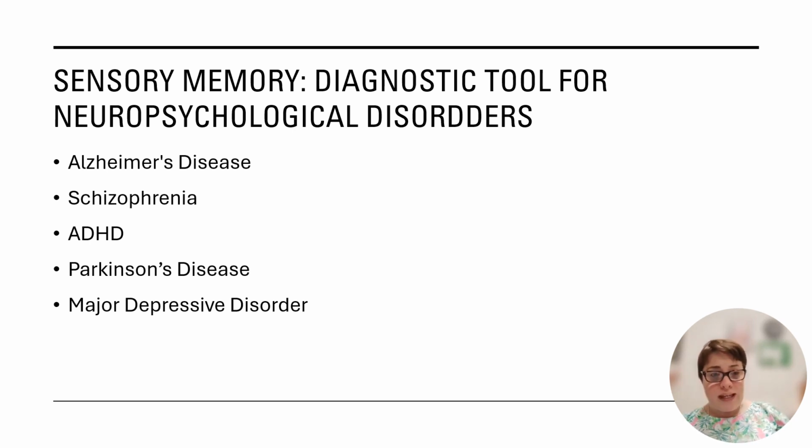Interestingly enough, we can even use tests of iconic and echoic memory to look at how major depressive disorder influences cognitive functions. So sensory memory tests can help identify subtle cognitive impairments, and it can help distinguish major depressive disorder from other cognitive disorders. Because one of the characteristic symptoms of depression and schizophrenia are difficulties with cognitive functioning. And what's really nice about using sensory memory as a diagnostic tool for neuropsychological disorders is it's very quick in terms of screening.